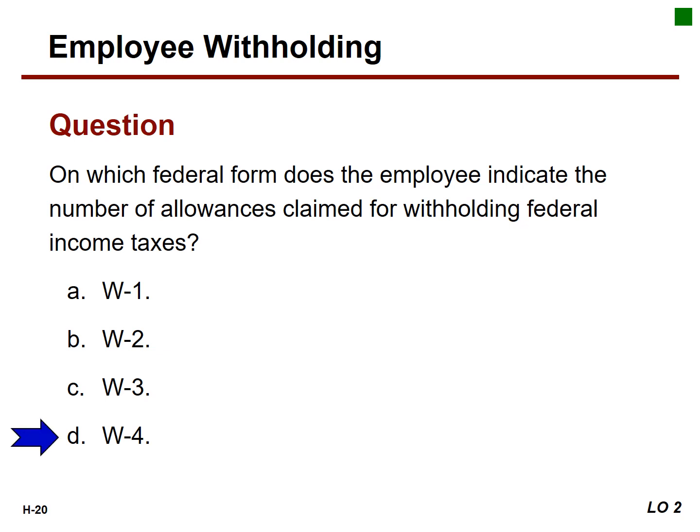The form W-4. The form W-2, that's the form we're going to look at in a minute. That's what shows the employee for the entire year what was earned by the employee and the amount of the different deductions that they used to complete their federal tax return. Don't know what a W-1 is. A W-3 is a transmittal form that goes along with the W-2 when the employer sends the W-2 information to the IRS each year.